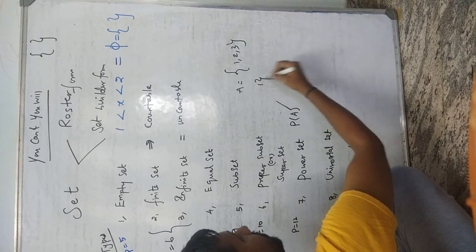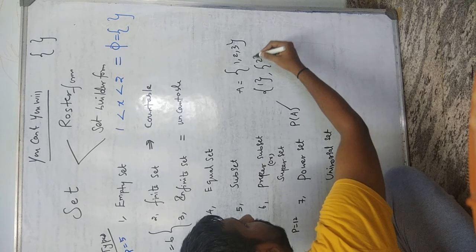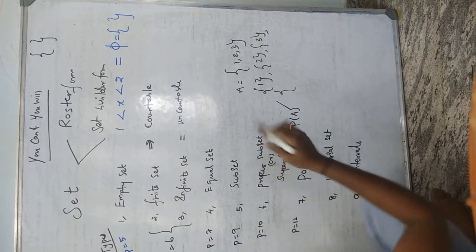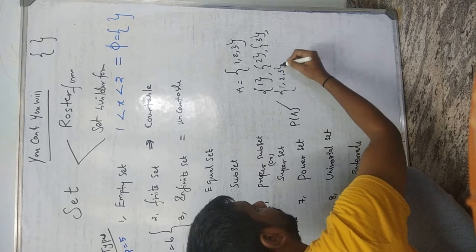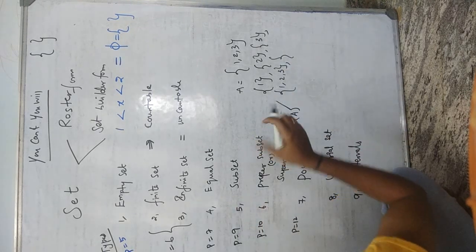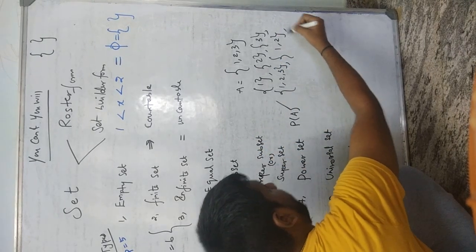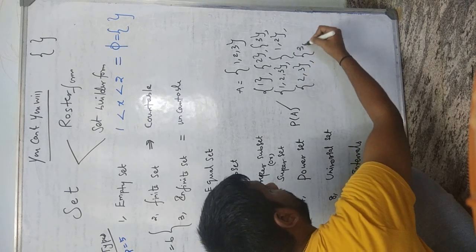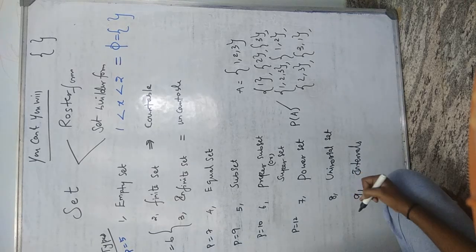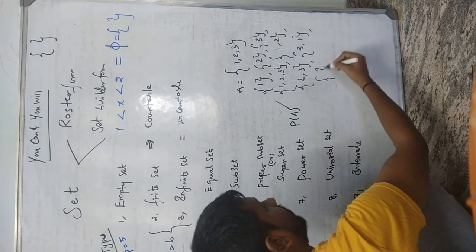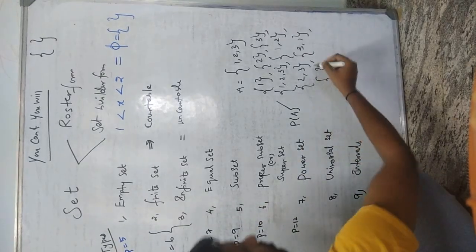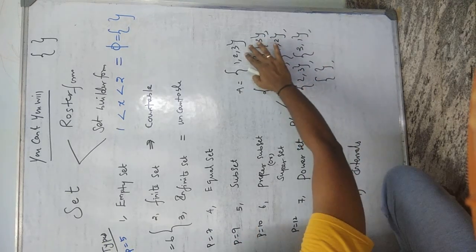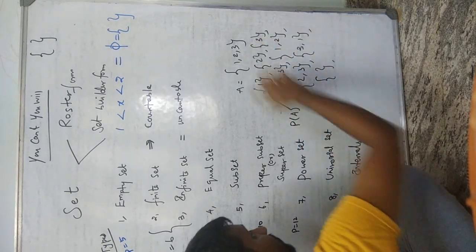So first one, {1} is a subset, {2} is a subset, {3} is a subset, and then join, okay? {1, 2, 3} is a subset, and then you have to write pairs. {1, 2} is a pair. Then {2, 3} I can write as a pair. Then {3, 1} I can write as a pair. And then the empty set. Every set has the empty set. So this is 1, 2, 3, 4, 5, 6, 7, 8. If a set contains 3 elements, I can write 8 subsets.